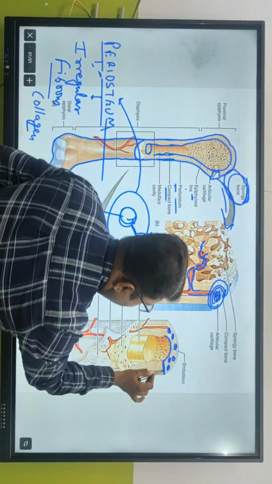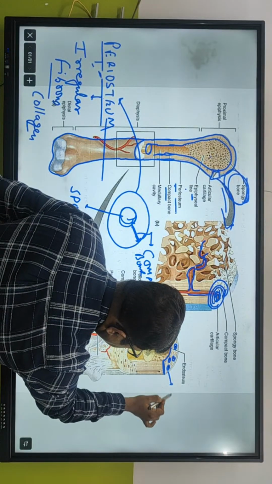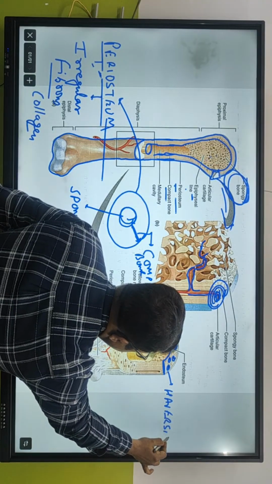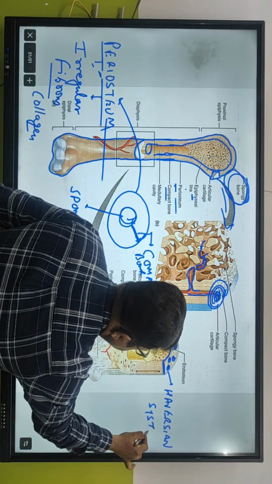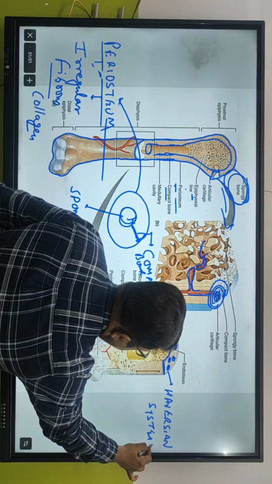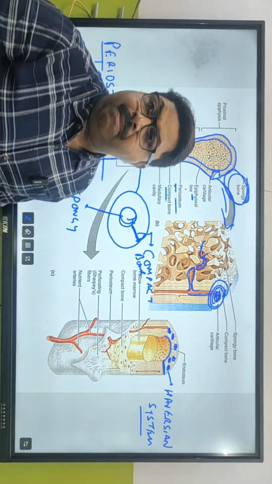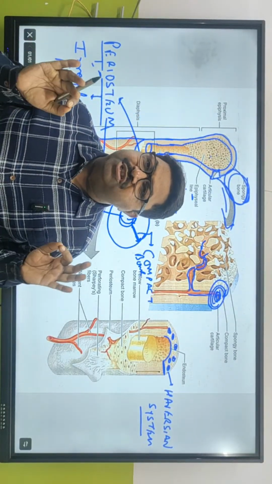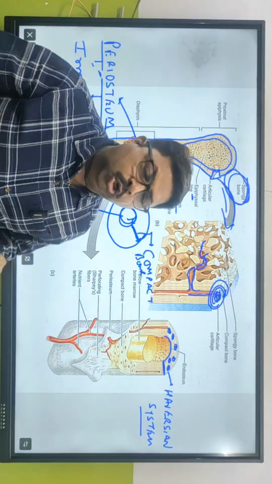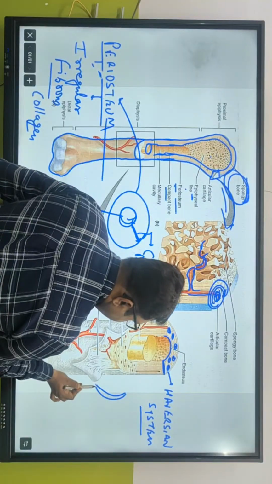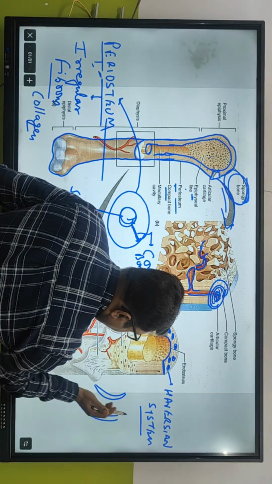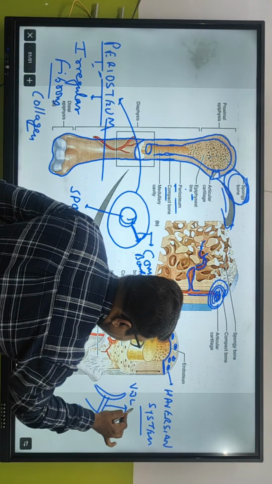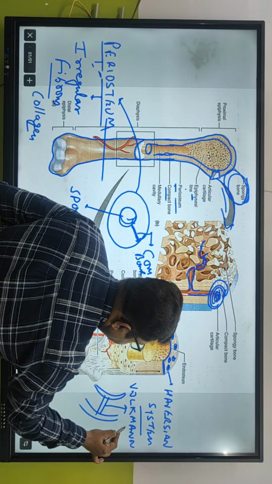Haversian canal. Many of such Haversian canals together make what? Many of the Haversian canals make the Haversian system. क्या कहते हैं? Haversian system. So Haversian system is a mammalian feature. Only in mammalian bone you can see Haversian canal or Haversian system. ये एक Haversian canal है, ये एक Haversian canal है. Two Haversian canals get interconnected by another canal called Volkmann's canal.